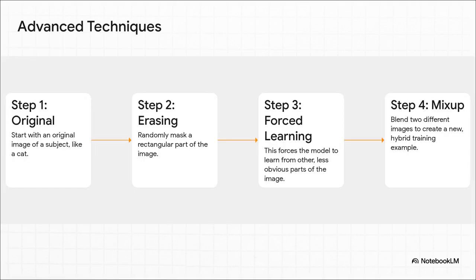Okay, so check this out. There's a technique called pixel erasing. You literally just delete a random chunk of the picture. So if you have a photo of a cat, the AI can't just cheat by only looking for the cat's face. It's forced to learn what the ears look like, the tail, the fur. It has to use the whole picture. And then there are even wilder methods like mix-up, where you literally blend two different images together to create this new hybrid training example. It sounds crazy, but it teaches the model how to deal with all the messy, ambiguous stuff it'll see in the real world.